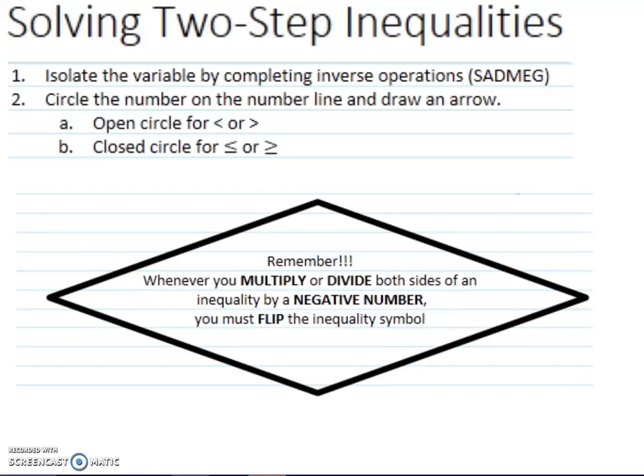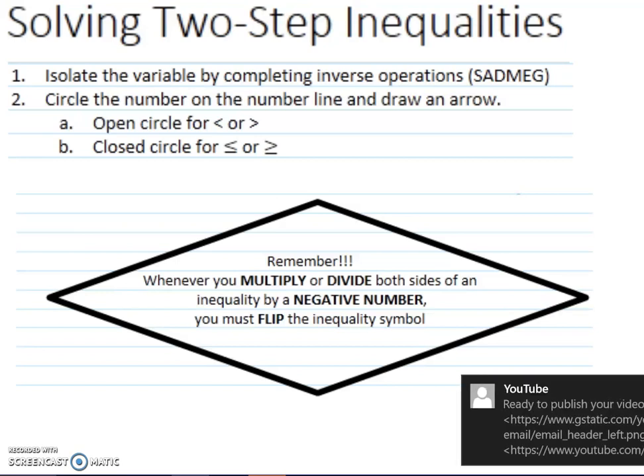Okay, today we're going to talk about solving two-step inequalities. First, we need to isolate the variable by completing the inverse operations, which is SAD-MEG. Circle the number on the number line and draw an arrow. It's an open circle if it is less than or greater than, and a closed circle if it's less than or equal to, or greater than or equal to.